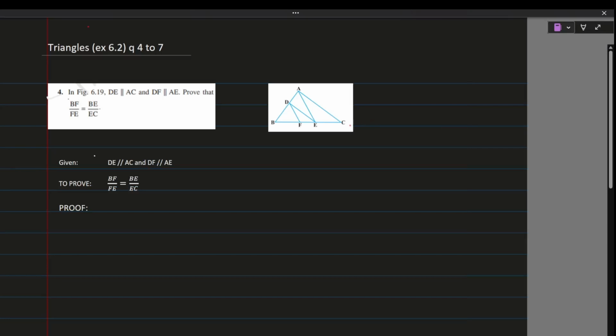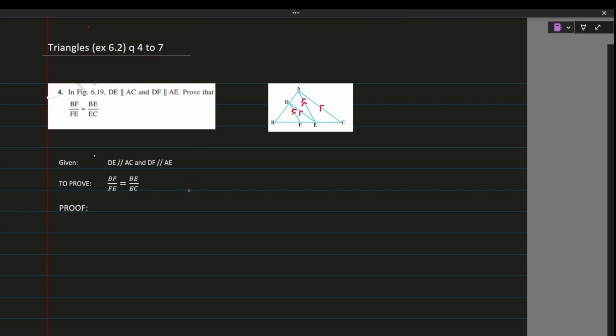Today in this video we will be doing exercise 6.2, questions number 4 to 7. In this question it's given that the line DE is parallel to AC, and DF is parallel to AE. We have to prove that BF to FE is equal to BE to EC.